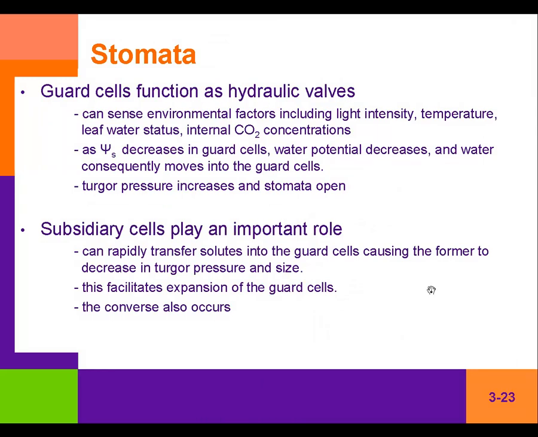So this slide just describes more of what I said, and here we go. The subsidiary cells play the role of being the bank for these ions which get pumped into the guard cells, dropping their water potential.